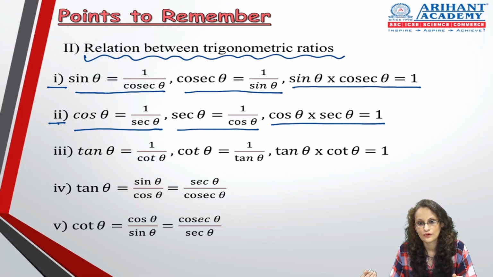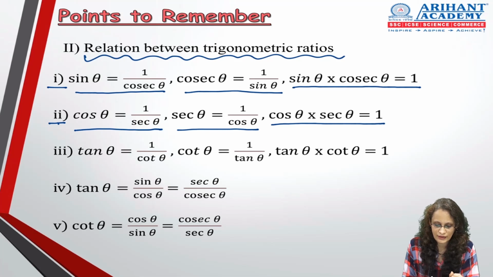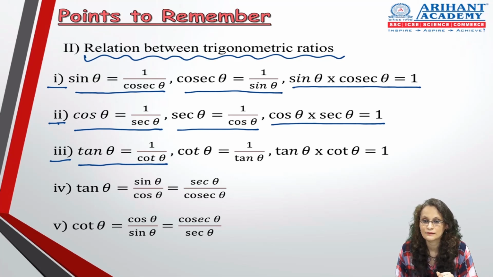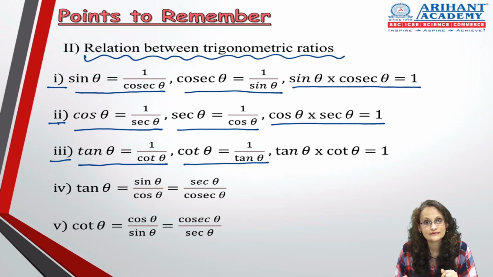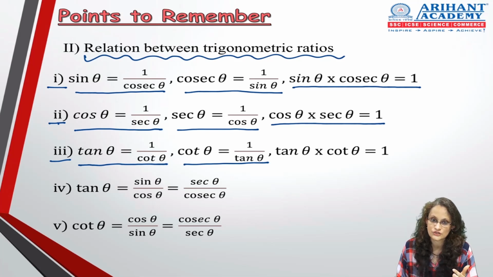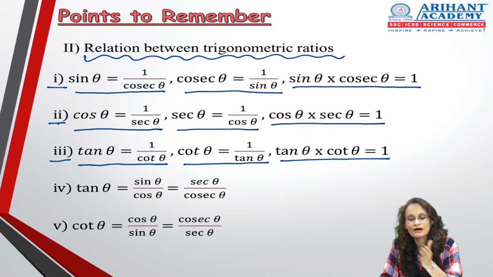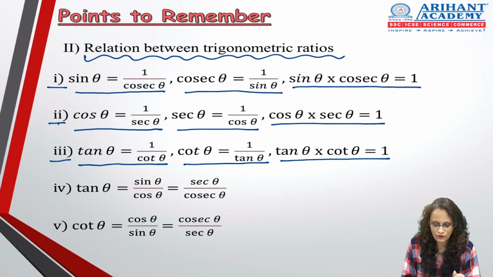Moving on to the third point, the third formula in the second heading of ours. What is the heading? Relation between trigonometric ratios. So the third formula is tan theta is 1 upon cot theta. Means it's clear to me that tan and cot are reciprocals of each other, or they are multiplicative inverses of each other. Next, cot theta is 1 upon tan theta. And again, like the first two, when I cross multiply, I will get tan into cot is equal to 1. These all formulas can be straight away asked to you in MCQ format.